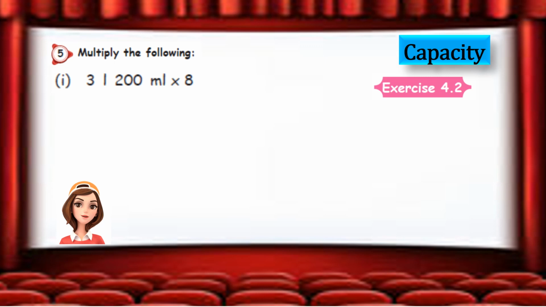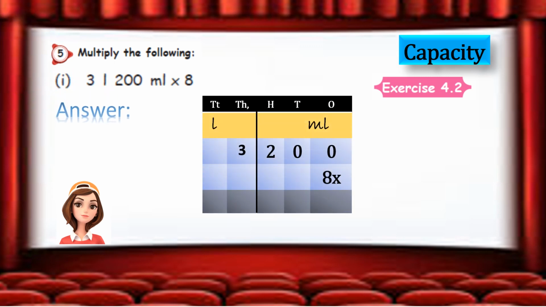Exercise 4.2, fifth one, multiply the following. Here also the same procedure. Let us start with the tabular column like this. The same procedure we followed for length and weight, we are going to follow in liter and milliliter also. Just multiply.